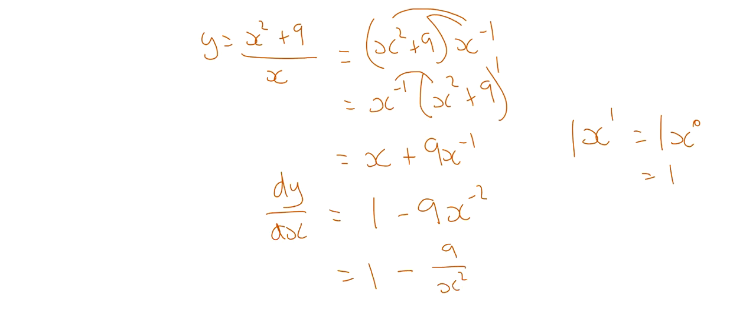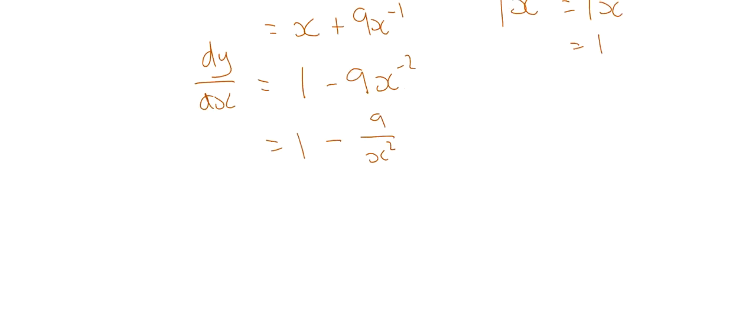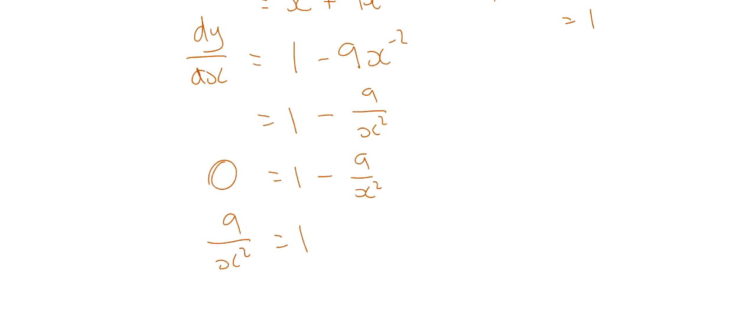Now what I'm saying is that at the stationary point, the gradient is 0. Let's bring the second part across because then I don't have to deal with any negatives. So 9 equals x squared, because x squared comes over and multiplies. So then 0 is x squared minus 9.